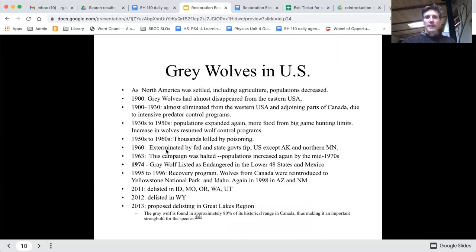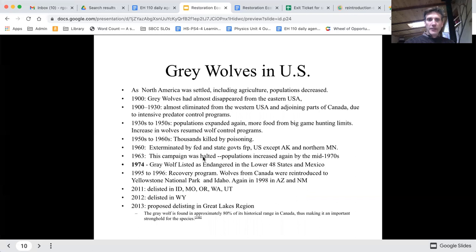So they were mostly eliminated because they weren't good for cattle raising. They would come in and kill the animals. So that was a loss to ranchers. But then as you can see here, with big game hunting limits, a lot of populations do increase. At some point here, because they were seeing more food for the wolves, they were getting to a point where they're like, okay, we need to really get rid of these wolves that are now coming back in greater numbers. So they started poisoning them.